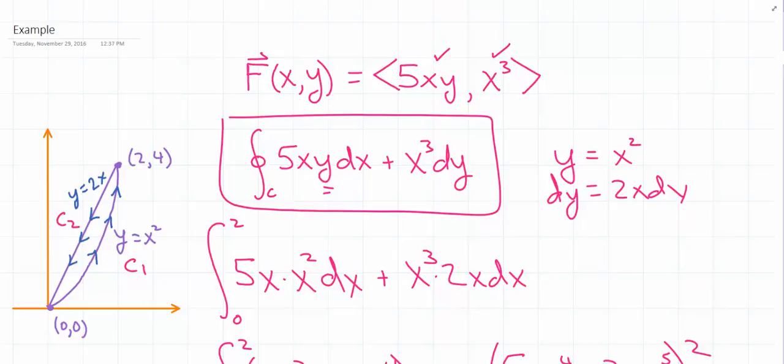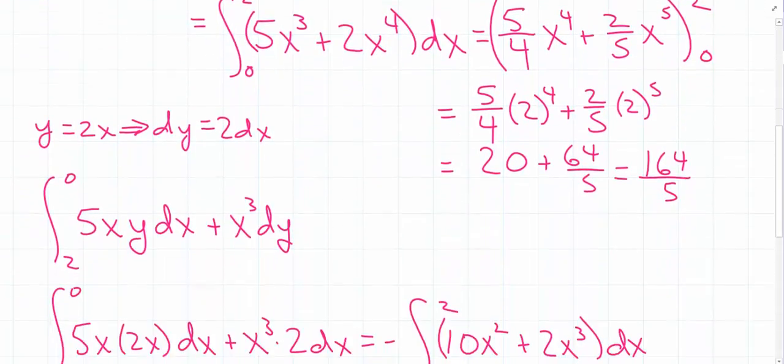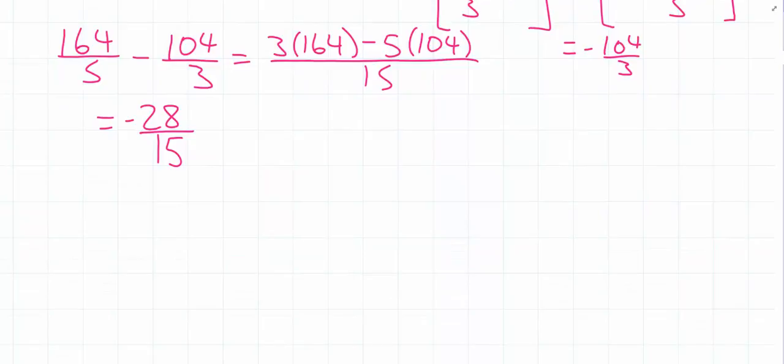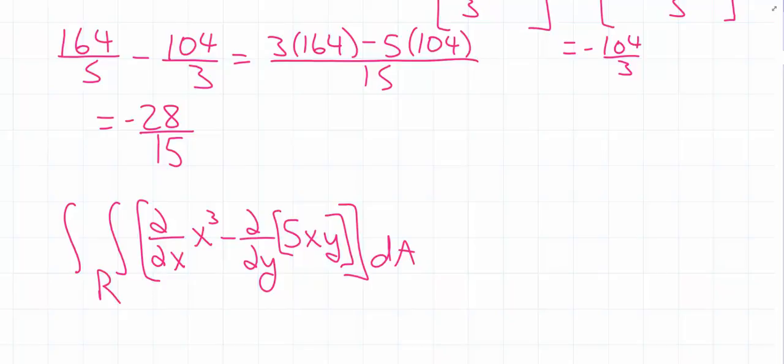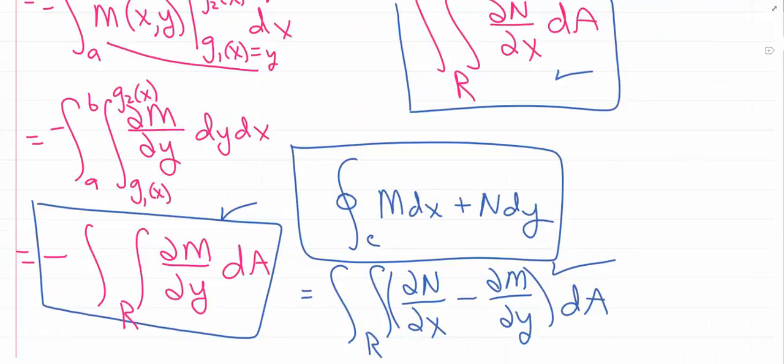Okay. Now, let's go ahead and set that up. If I set up my integral, let's think about how this integral is going to look. So we're going to take the partial with respect to x of x cubed, right? Minus the partial with respect to y. And what was that part? It was 5xy. Is that what that was? Okay. I think I got this right. Now, we can go back and look at the theorem. Looks like we got it.